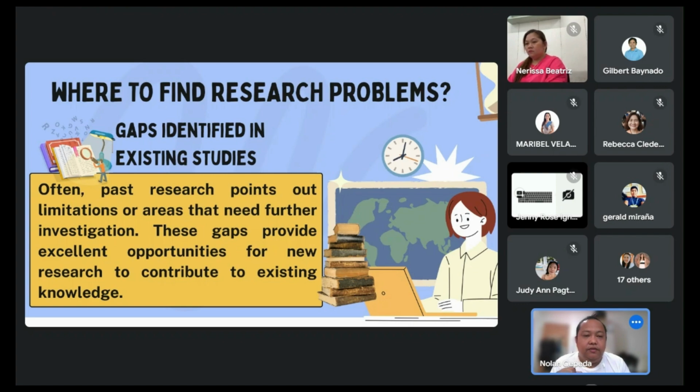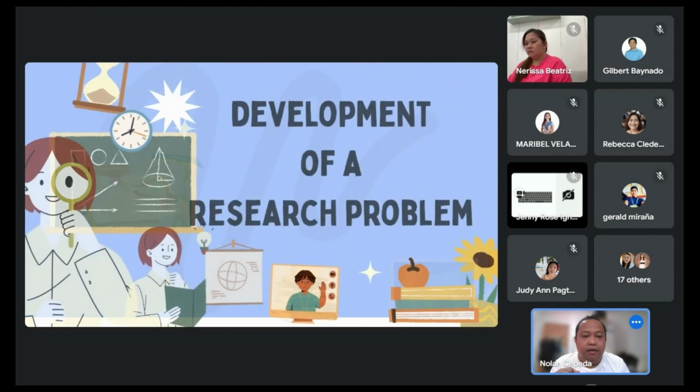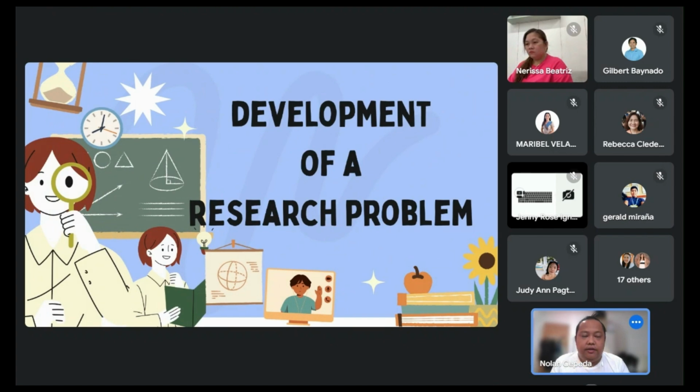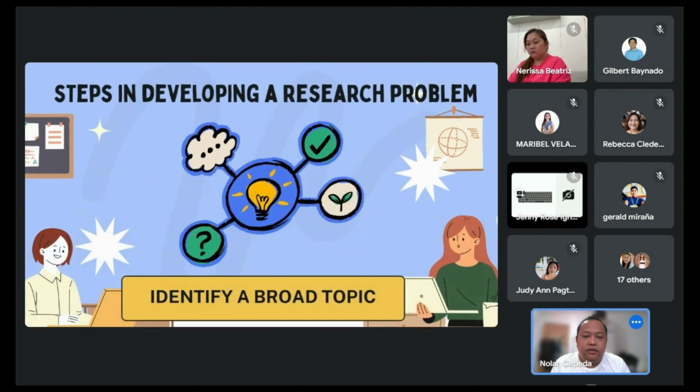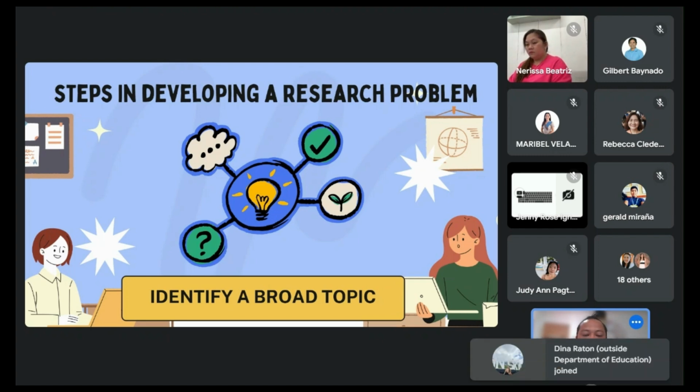So, in terms of development of a research problem, here are several steps to develop and identify an effective research problem. The first one is we need to identify a broad topic. So, kumbaga, for example, teaching strategies. That is a very broad topic.